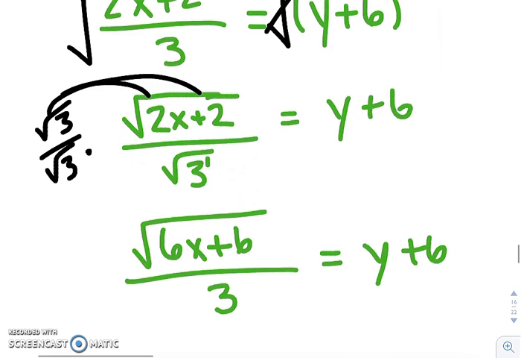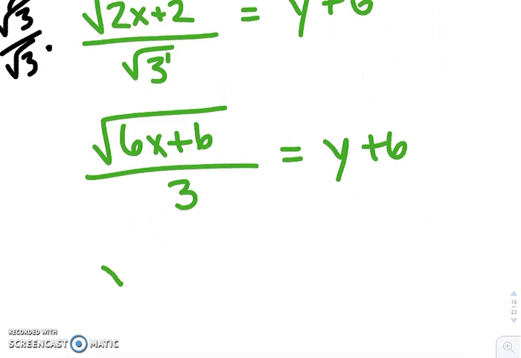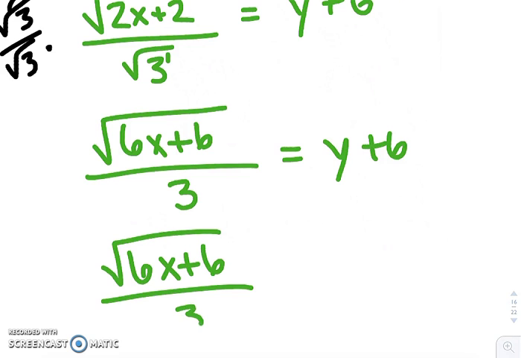So the last thing to do is just subtract that 6 over. And we can leave it as y, but we're going to write it as the inverse, g negative 1 of x.